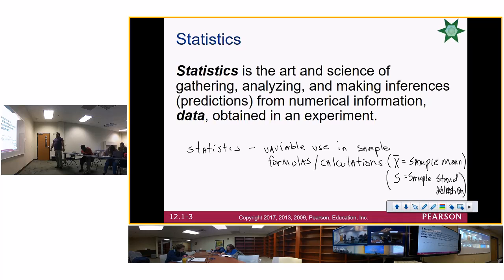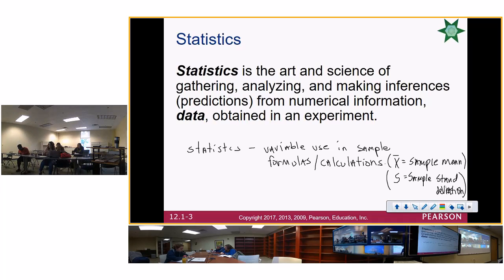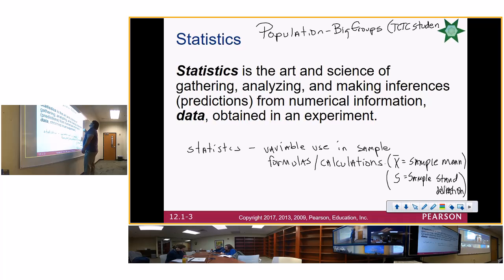Now, what is a sample? Well, there's two types of groups in statistics. There is the population and there is the sample. A population is the big group. Let's use an example as students at Tri-County Tech. What does that include? Tri-County Technical College students. What does that include? Everybody.